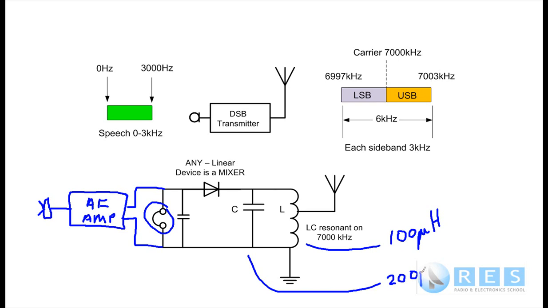But if you use the equation f_r equals 1 over 2 pi root LC, you'll find that this pair here would be resonant at around 1 megahertz. But in this circuit, we would have it resonant on 7,000 kilohertz. Double sideband, we've learned, is not the way to go anymore. It's useful to understand how single sideband works, but double sideband is a very inefficient mode of transmission.